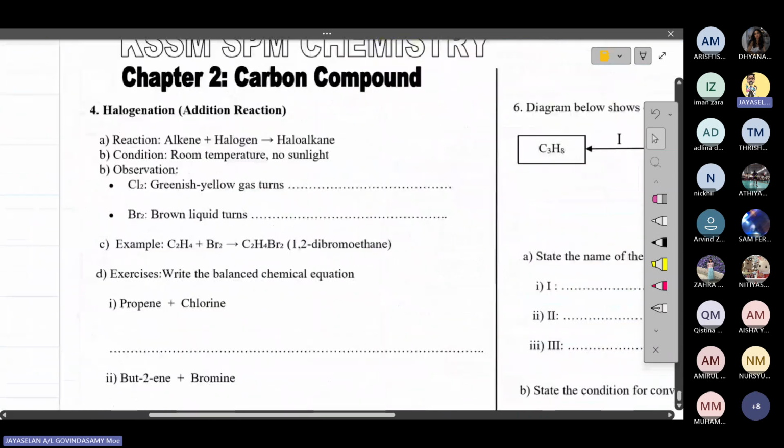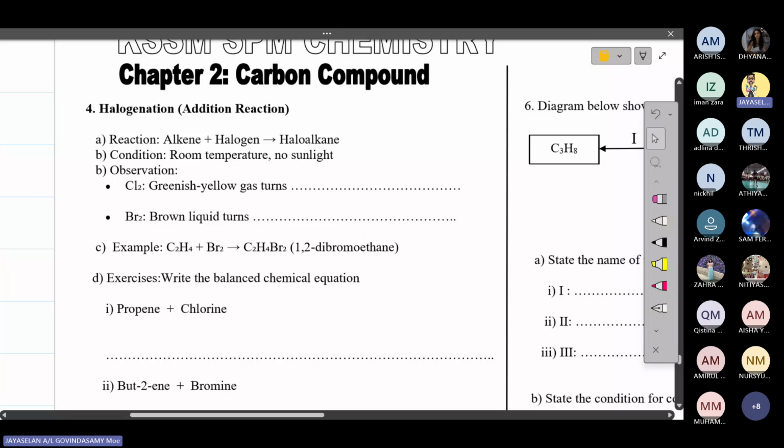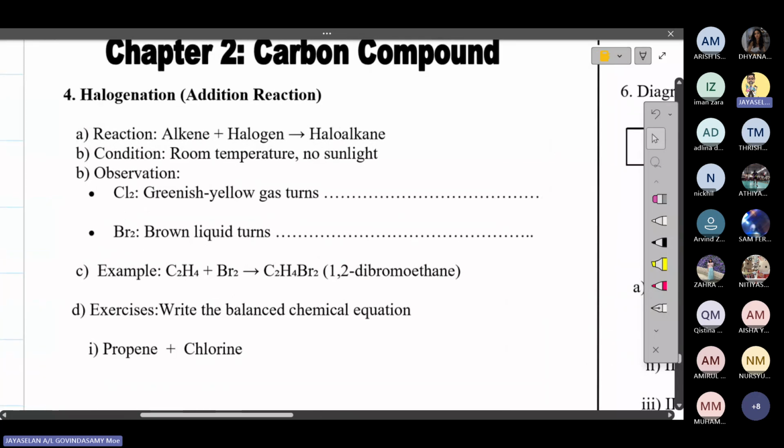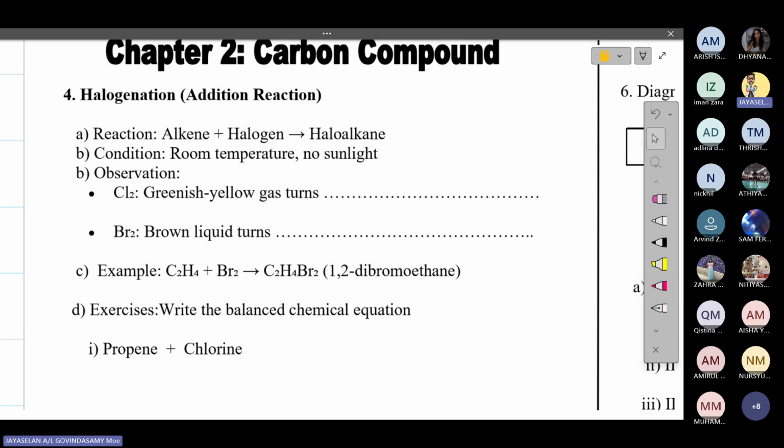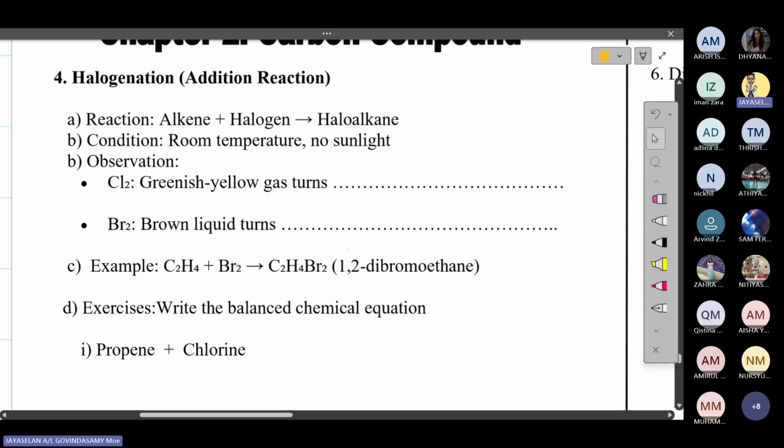Okay, now we go for halogenation. This one is easy. Halogenation, no need any condition because in carbon compounds, alkene is most reactive. I have to leave, I've got a dentist appointment. Okay, go. Can I watch the recording?